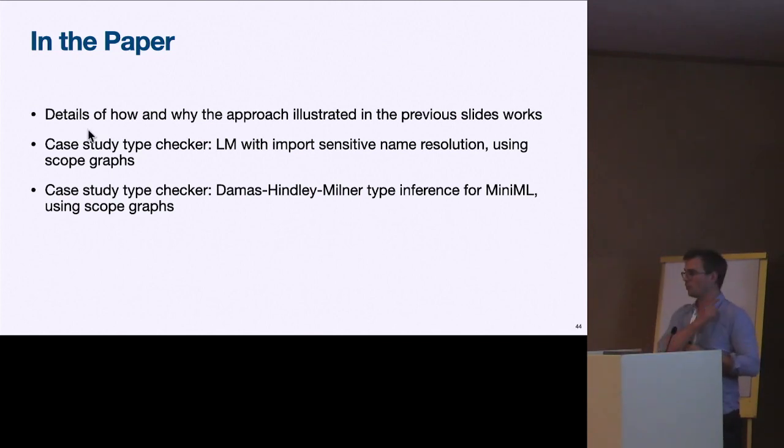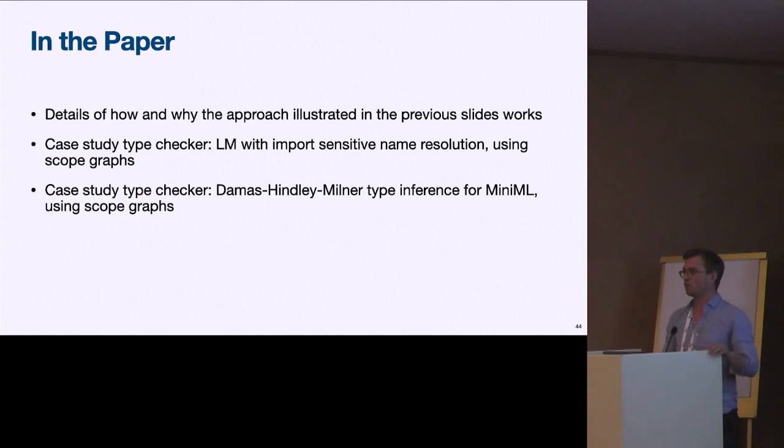The first case study is for LM, the simple module language that I've shown you. And while it may look like a very simple module language, it actually has a very sophisticated import feature that has import-sensitive name resolution. That means that whenever you import something, it may affect previous imports. While this sounds like a contrived and challenging feature, it is actually a feature that turns up in a microcosm version in the Rust compiler, which does name resolution in a way that is very careful to phase the imports in the right way. It's also a feature that previous work on scope graphs was unable to express.